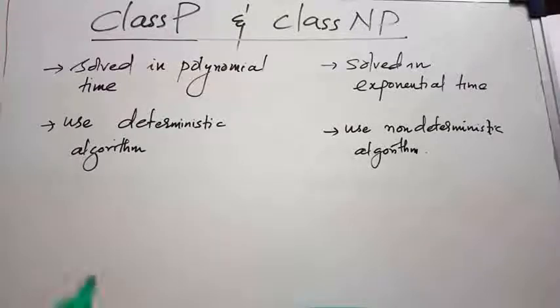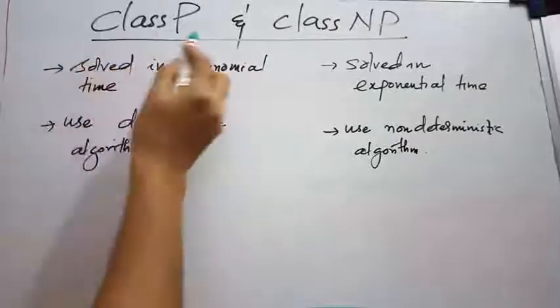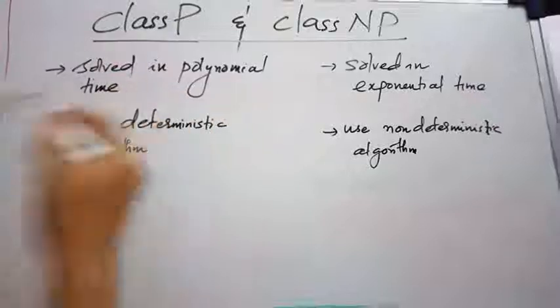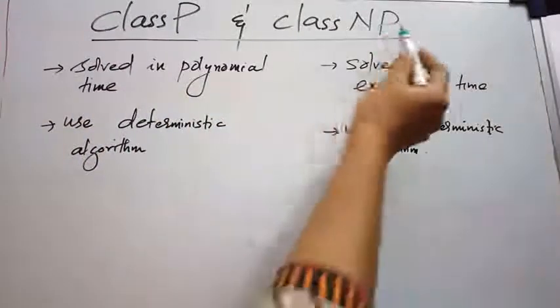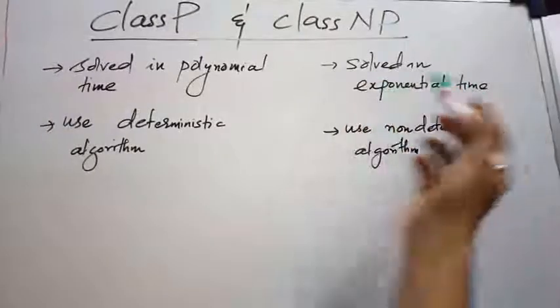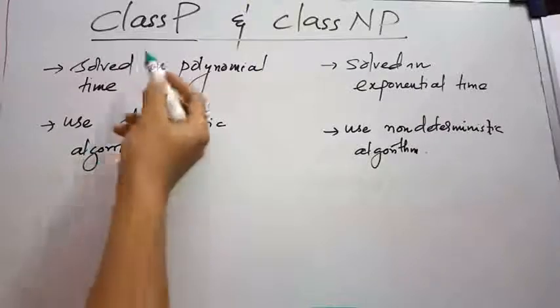Class P and Class NP problems. So we know that Class P problems are a group of problems which can be solved in polynomial time, right? Whereas Class NP problems are a set of problems that can be solved in exponential time. Right.